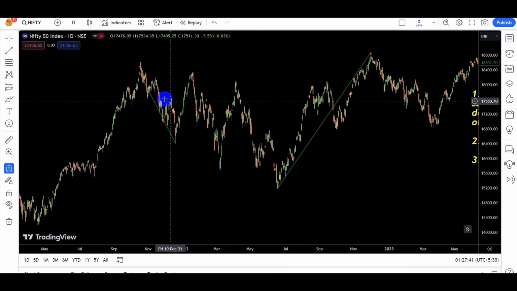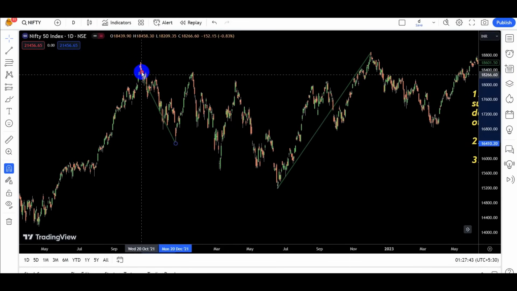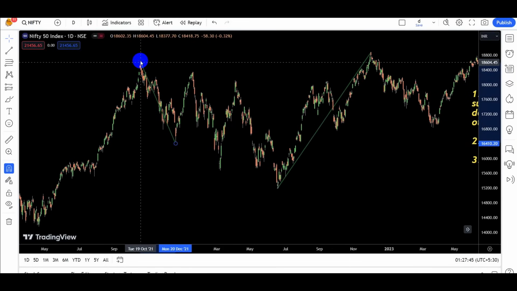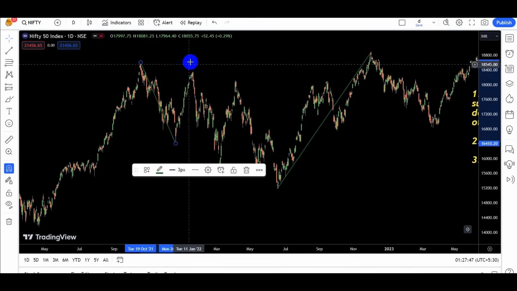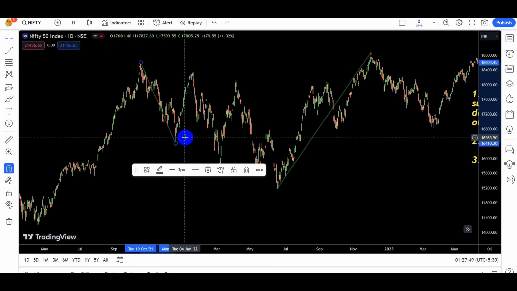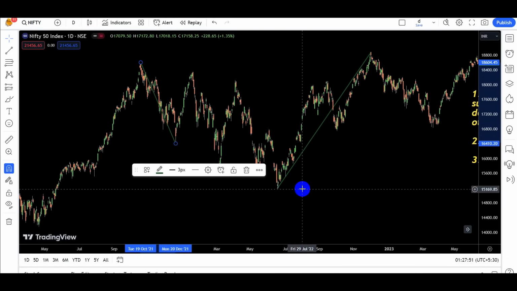Here it retraced from the top, and from this low again it went up, and again it broke. So it's a medium term continuation trend or cycle. It ends here.